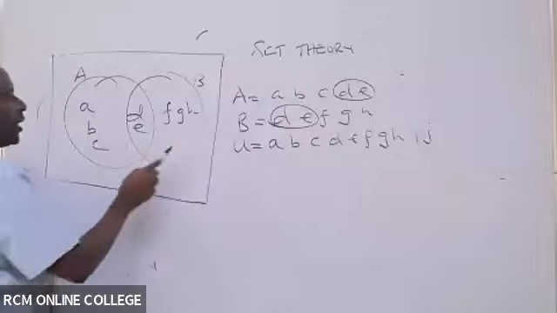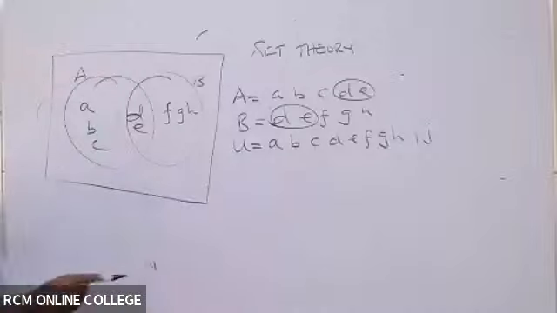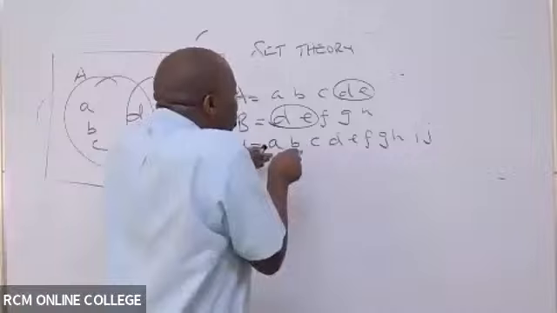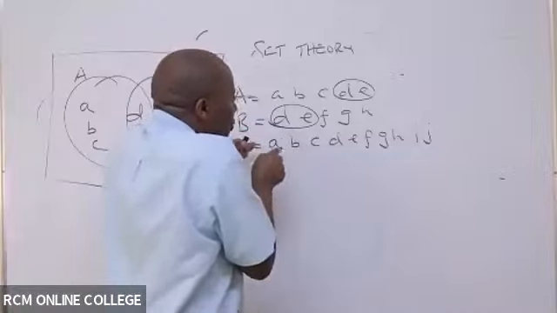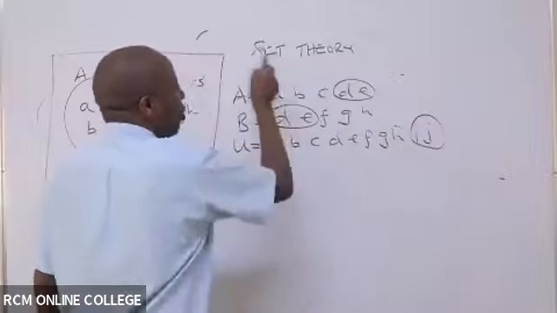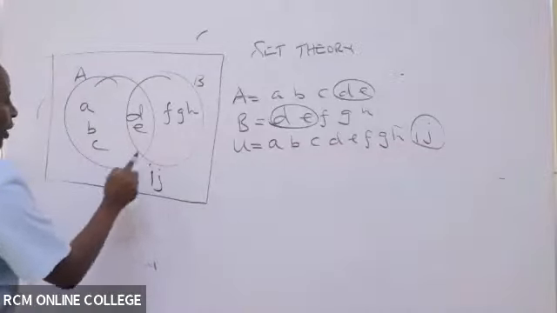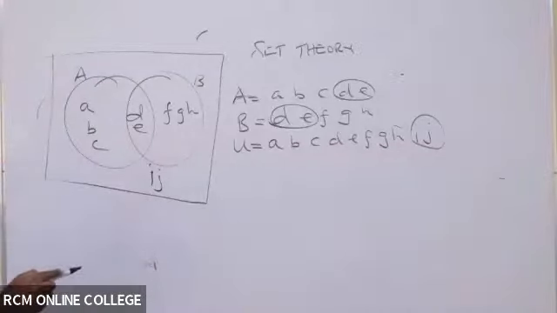And then now the universe, we draw the universe like this. Most of the members of A and B are in the universe. The only members that are in the universe and not members of A nor B are I and J. Otherwise, all these are either here or they are shared elements. So we have here what we call I, J like that.